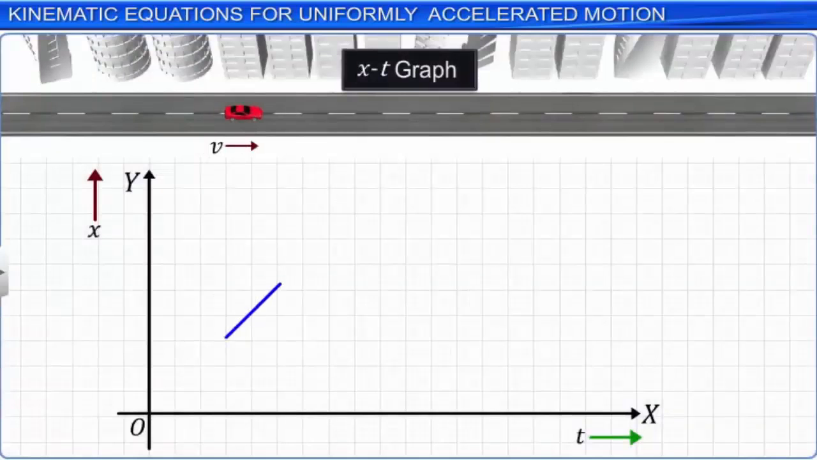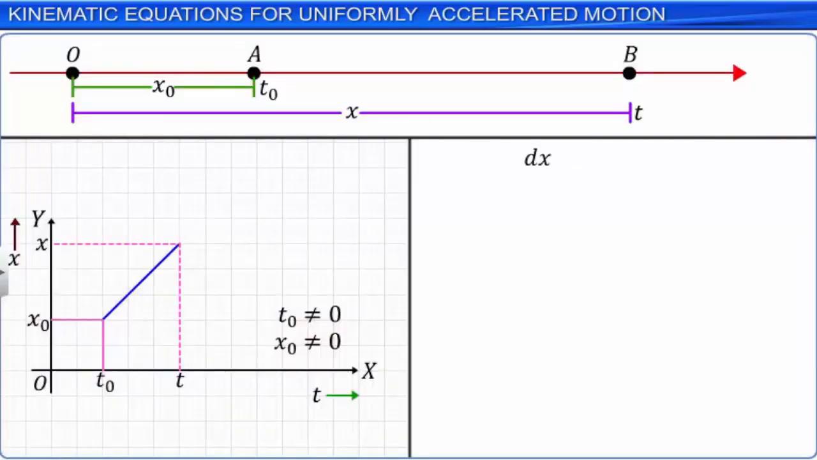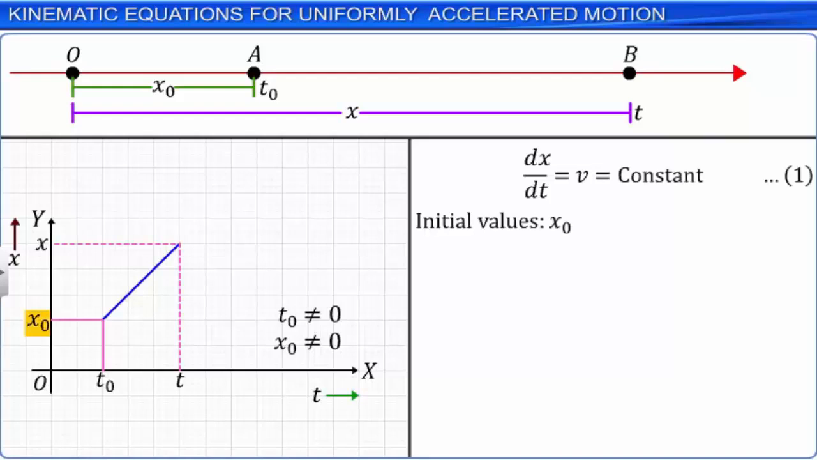Observe the xt graph. t0 is not equal to 0, and x0 is also not equal to 0. dx by dt is equal to v, which is a constant. Initial values are x0, t0. Final values are x, t. Cross-multiplying equation 1, we get dx is equal to v into dt.